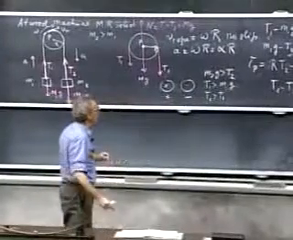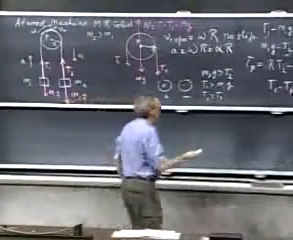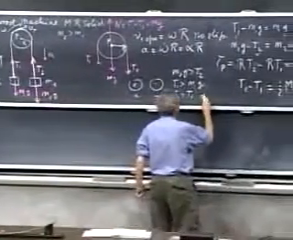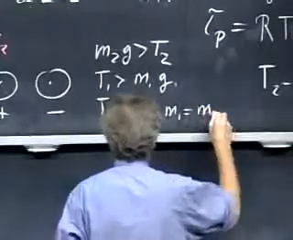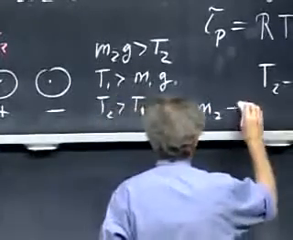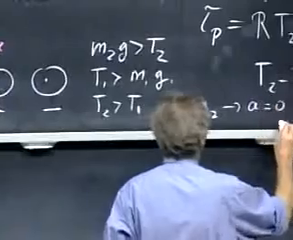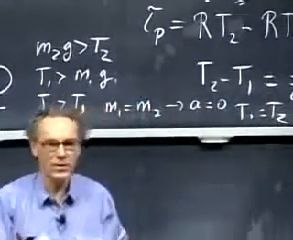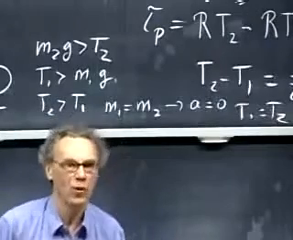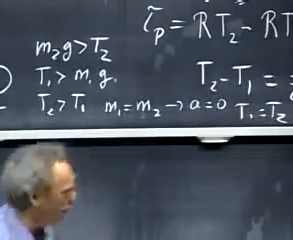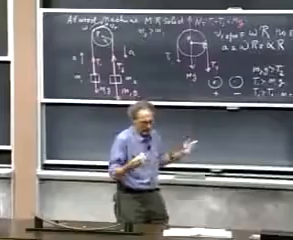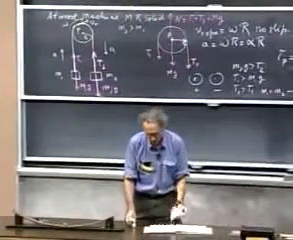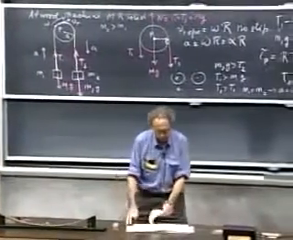It would also be useful, which is a trivial check, to stick in your results m1 equals m2. That should give you that the acceleration is 0, and that T1 equals T2. Those are obvious things, and that can be done very simply. That takes you no more than 10 seconds. And if any one of these is not met, then somewhere you slipped up. And it gives you an opportunity to go over the problem again.